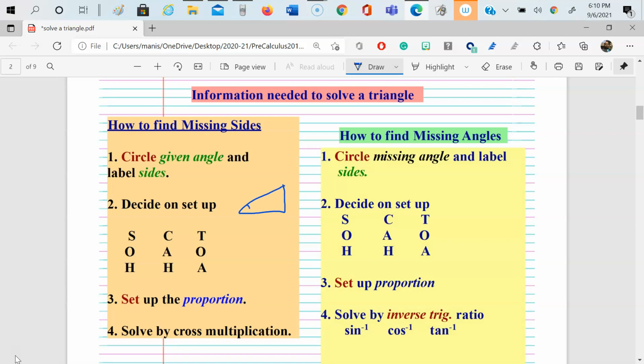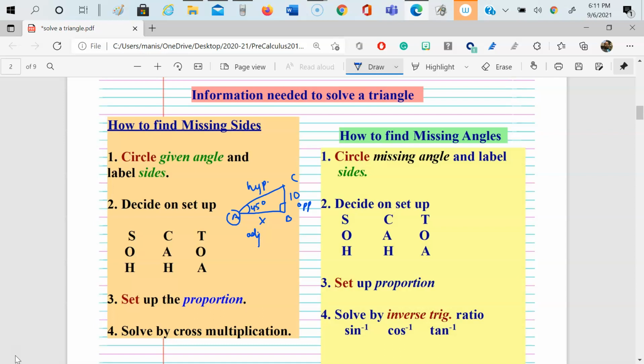Let's take an example. We have been given a question. This says 45 degrees, and this side is 10, and this is your x. We have been asked to find the value of x. If the question is like this, with a, b, and c, we have been given the value of angle a. It says circle the given angle and label the sides. So this will be your opposite, this will be your adjacent, and this is the hypotenuse.